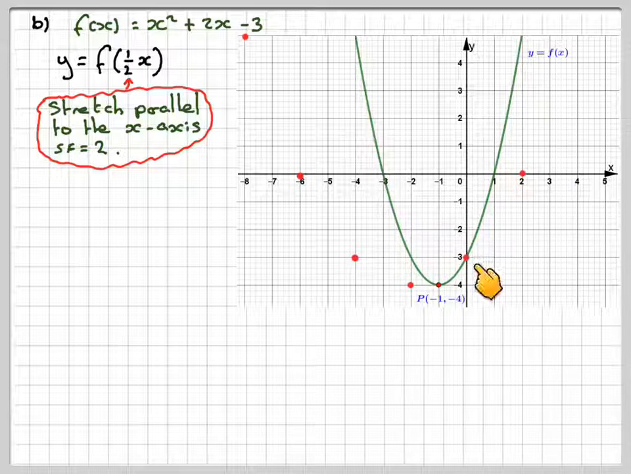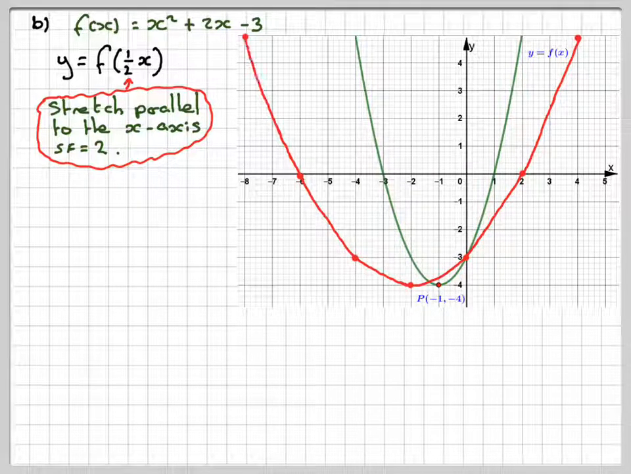Similarly, on this side, this point will stay put. This point will become double the distance. And the same here, this point here will become double the distance. Join that up, and we get y = f(½x).